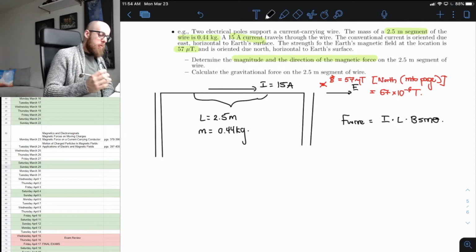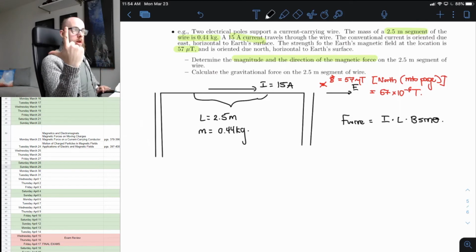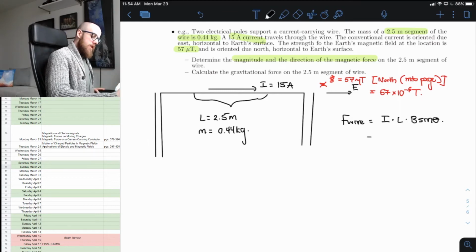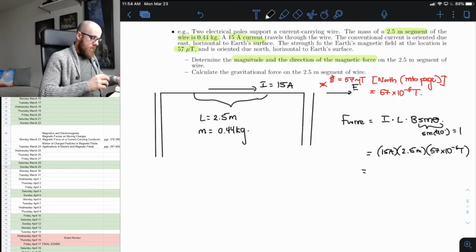Now, because the current is flowing towards the east and the magnetic field is pointed north, the angle between those two directions is 90 degrees, right? They're perpendicular to each other. And so sine of theta is sine of 90, which is 1. So we don't have to worry too much about the sine of the angle. The current is 15 amps. The length of the wire segment is 2.5 meters. The magnetic field is 57 times 10 to the negative 6 Tesla. I'm not worried about sine theta, so let's plug that in and see what we get.